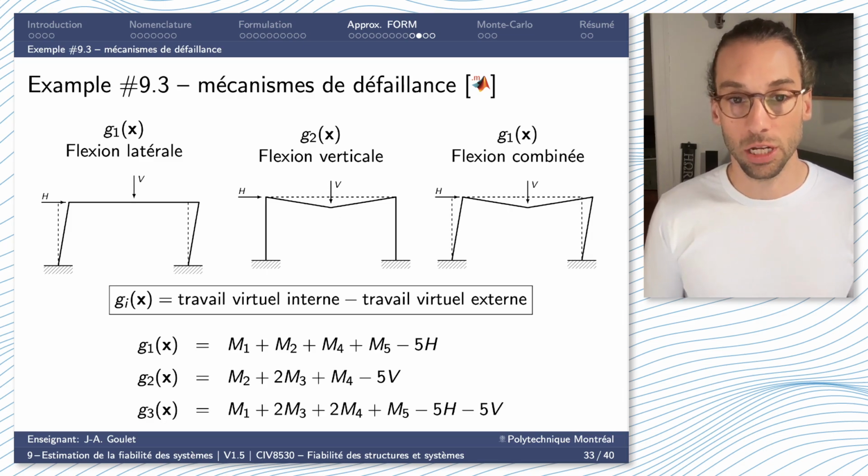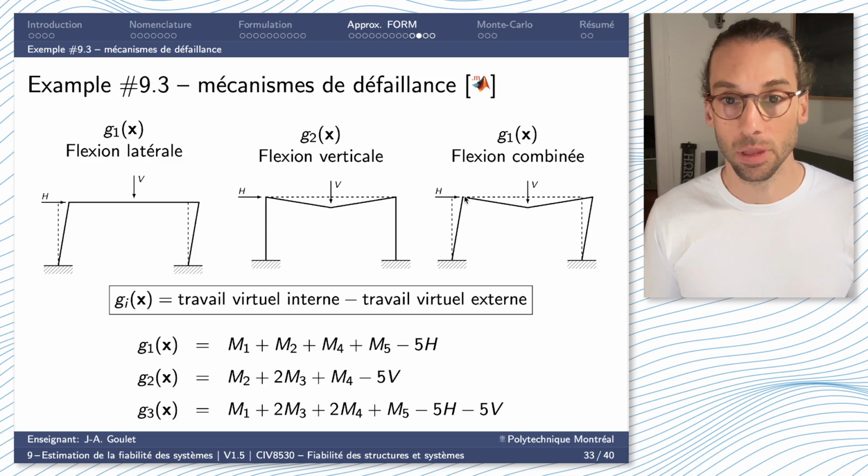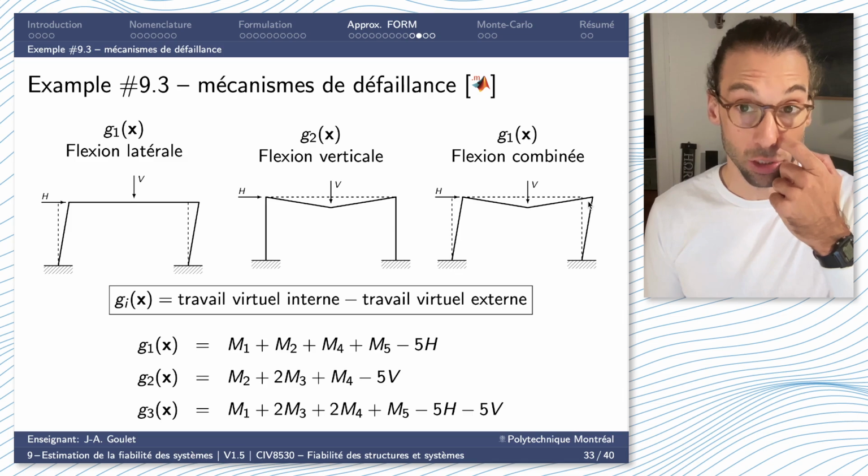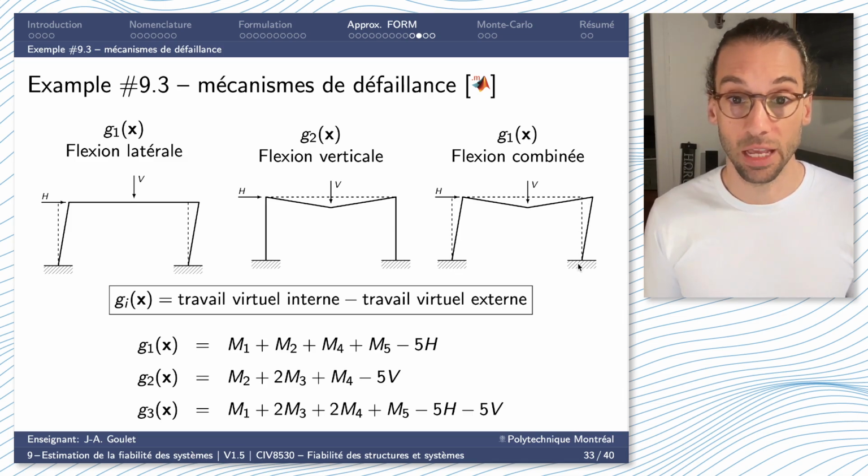The third one is going to be M1. This one doesn't plastify, it's stiff. I'm going to have twice the rotation, 2M3, twice the rotation, 2M2, 2M4, sorry, and M5. And I'm going to have the combination of H and V, meaning minus 5H and minus 5V.